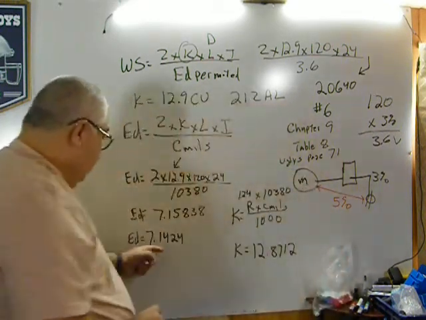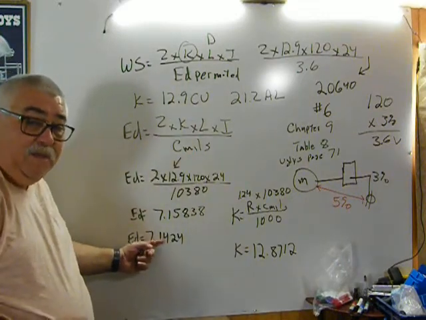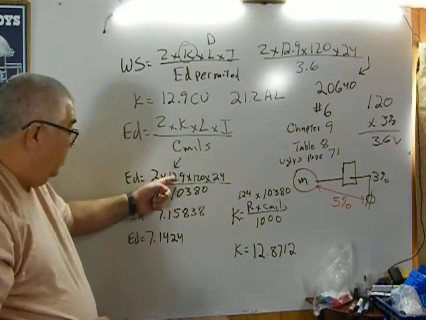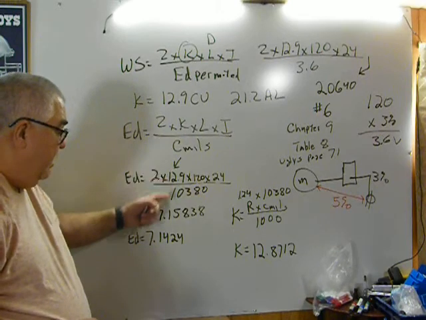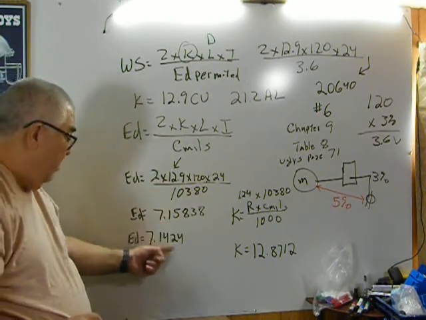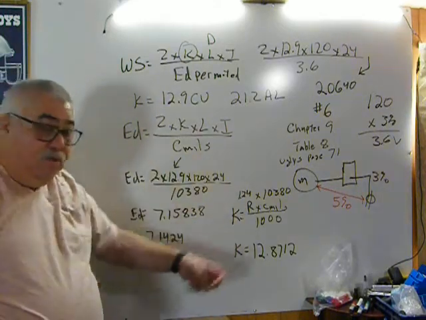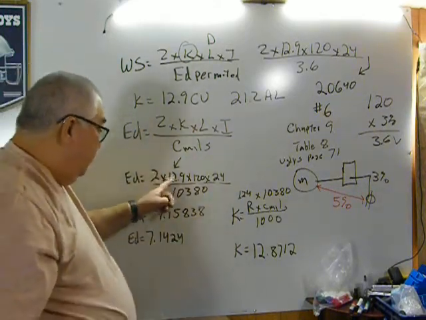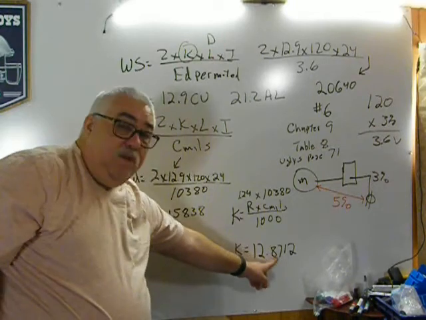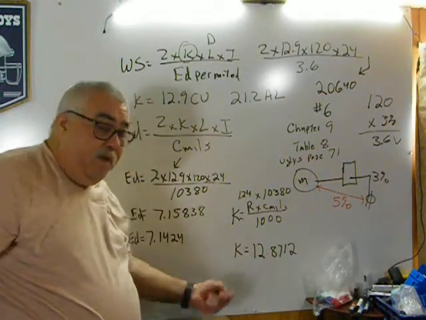Okay, in order to get the exact same answer that we got last time, we have to use exact K, not approximate K. That's why these two numbers are off. If you want it to match, you have to use exact K. You notice that this is 12.9. I rounded this up to 9, that's where it's at.